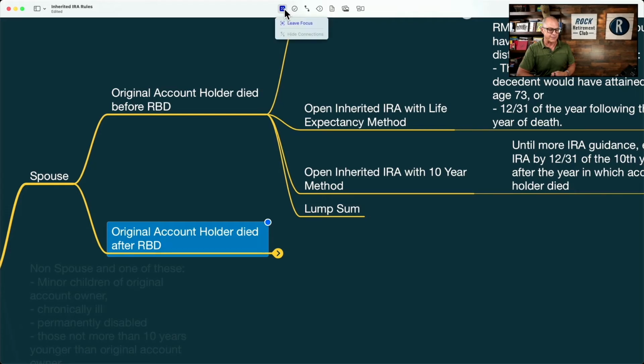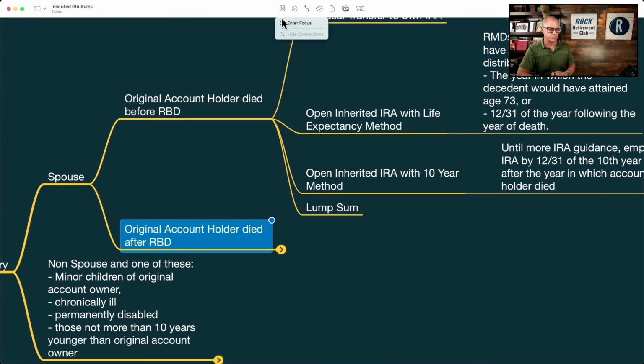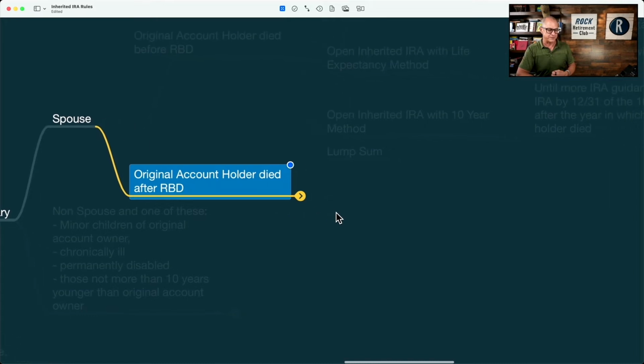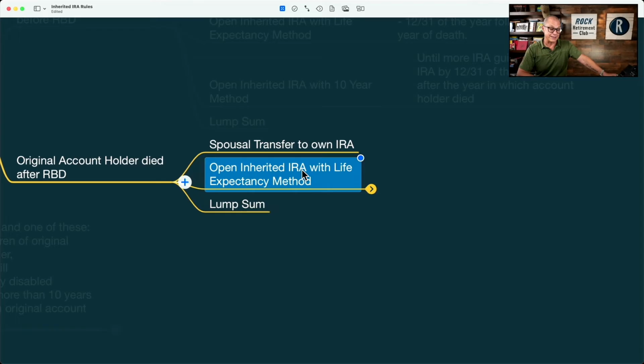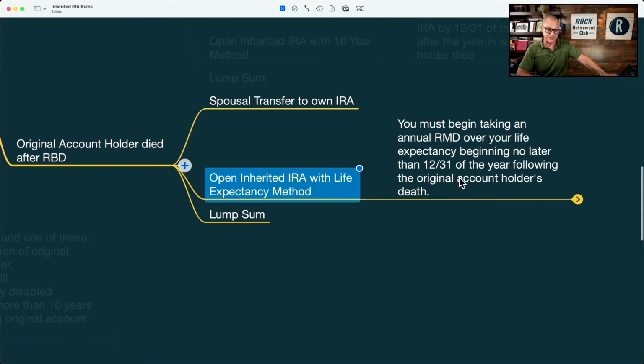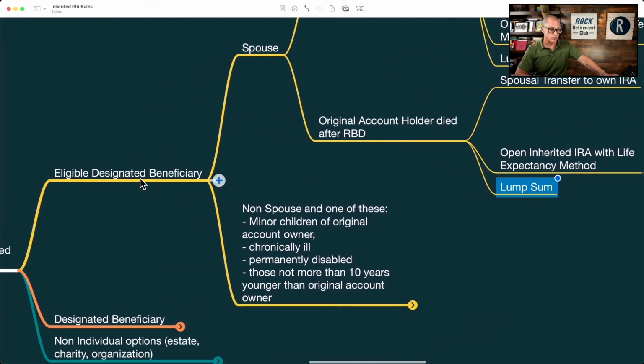So that would be the rules for a spouse that inherited an IRA before required minimum distributions occurred. Now, what happens if the spouse died after they were taking required minimum distributions? Well, again, the spouse could transfer this to their IRA, which is going to happen probably 99% of the time, or they could open an inherited IRA with life expectancy method. And again, you must take an annual required minimum distribution over your life expectancy beginning no later than the year after the death. Or they could take a lump sum.